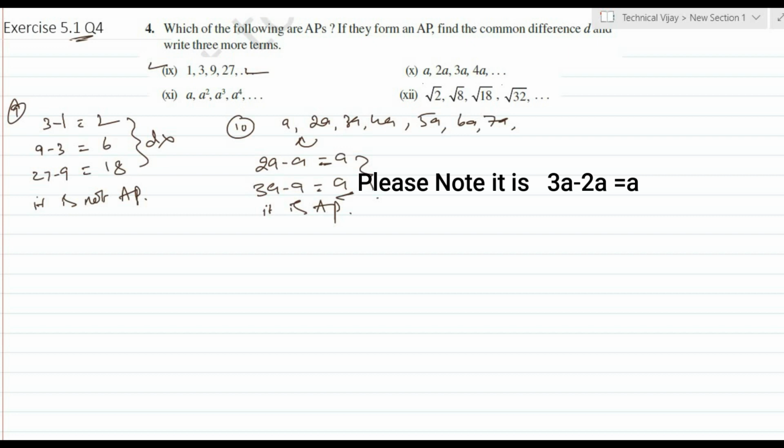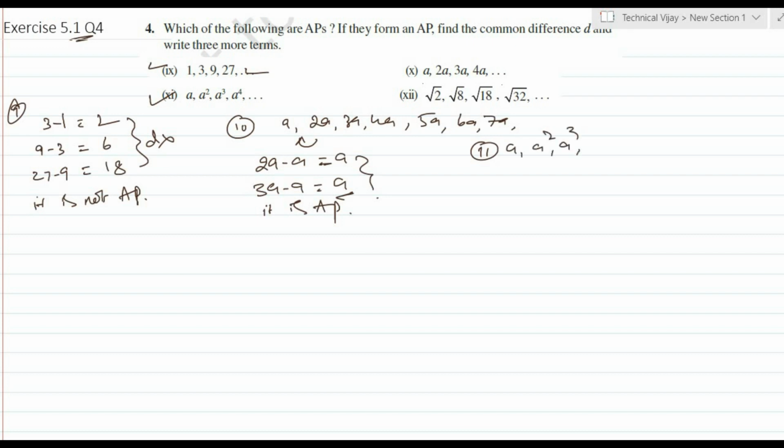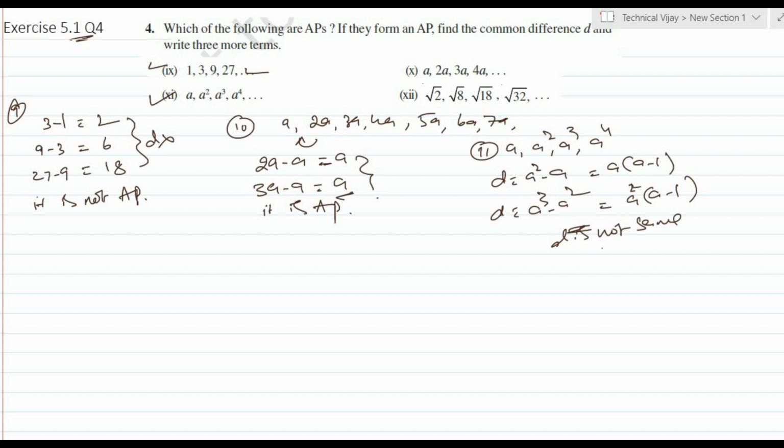Okay, that's all. Then 11th one. Here this one. A square, A cube and A fourth. So here D is equal to A square minus A. Okay, this one. This cannot be simplified. Here A into A minus 1, that's all. So D is equal to A cube minus A square. So here A square into A minus 1. Okay. So this is not same. D is not same. Hence it is not AP.